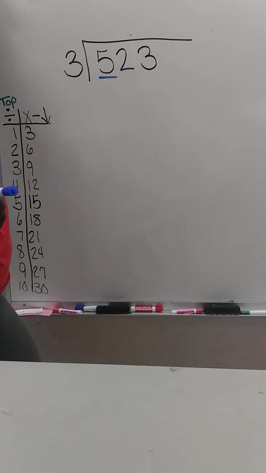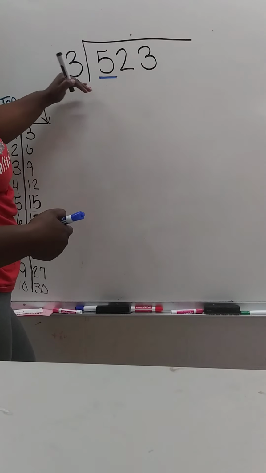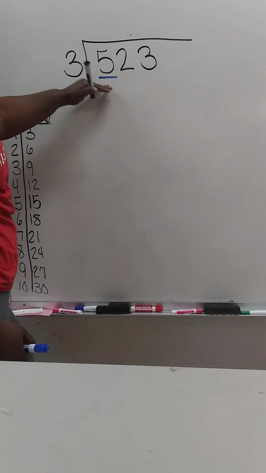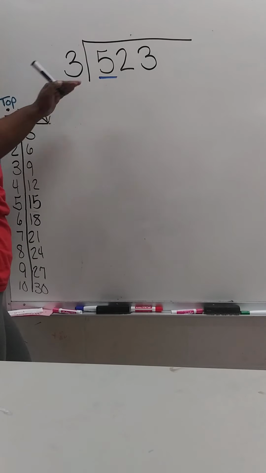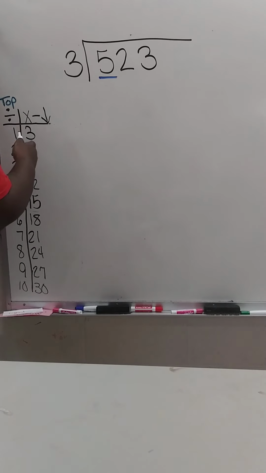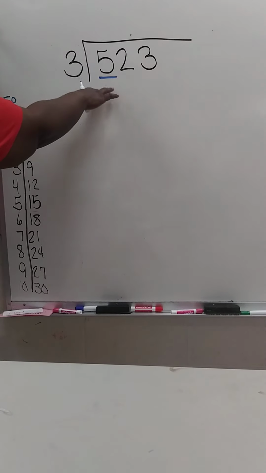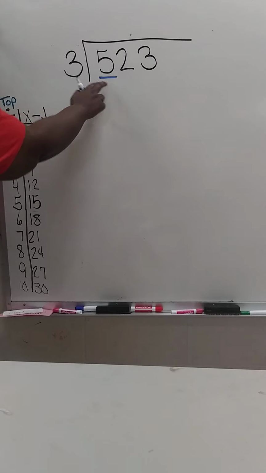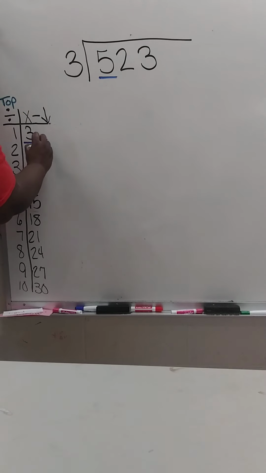Yes. Why can you use 5? Yes, you can use 5 because it is bigger than 3. So can you divide 5 by 3? Yes. The question is, how much can you divide 5 by 3? So you go back to your T-chart. Where is 5 in your T-chart? 5 is here, in between 3 and 6.